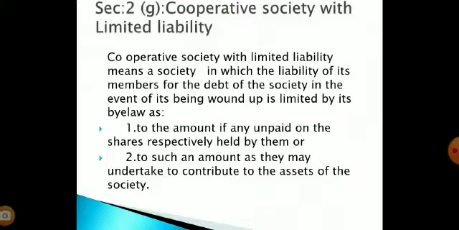And next one, very important, cooperative society with limited liability. One of the main provisions of the KCS Act 1969 is the cooperative society with limited liability. This Act specifies that only a limited liability society can be formed. Here, cooperative society with limited liability means a society in which the liability of its members for the debt of the society, in the event of it being wound up, is limited by its bylaw as to the amount, if any, unpaid on the shares respectively held by them, or to such an amount as they may undertake to contribute towards the assets of the society.